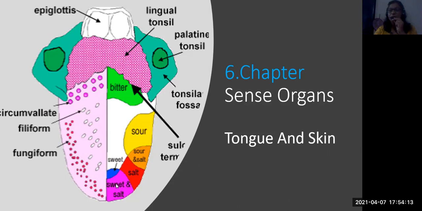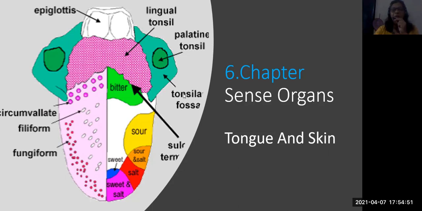Mostly we can see sweet and salty taste at the tip, and the edges of the tongue sense sour taste. Sweet, salt, sour, and bitter. Bitter taste we can see at the rear end of the tongue, the last part. So this is the bitter taste. That's why we can understand different types of papillae are present on the tongue, which show the specific type of taste.